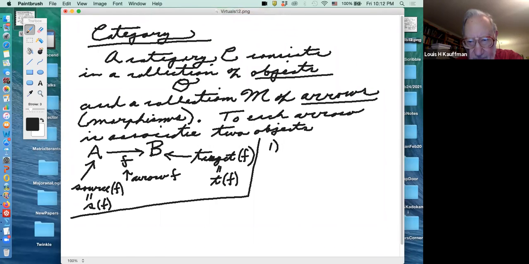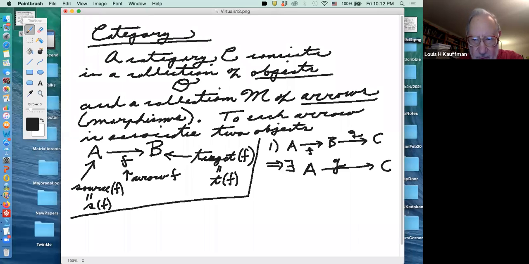One, I'll use the diagrammatic language: if there's an arrow from A to B, and there's an arrow from B to C, then there exists an arrow from A to C, which will be called GF, as though we were composing functions. So this always exists, a well-defined arrow called GF, as though it were G of F of x. But these are just arrows and not necessarily set maps.